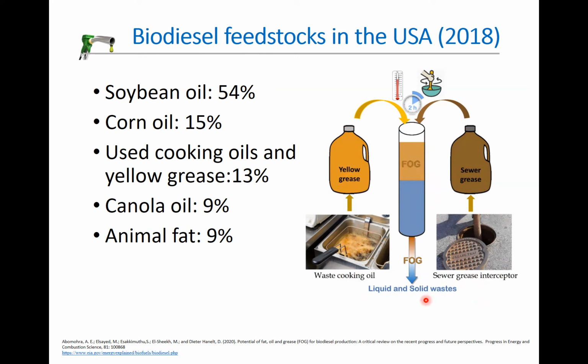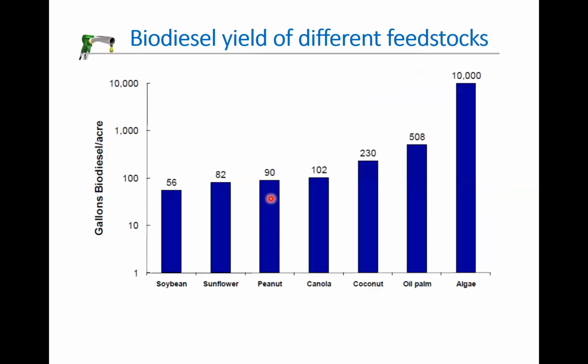container, and then can come, of course, to produce biodiesel. Here I am actually citing a nice review about how to use this kind of cooking oil, used cooking oil and yellow grease to produce biodiesel. Okay, so again, this is a yield from different feedstocks.